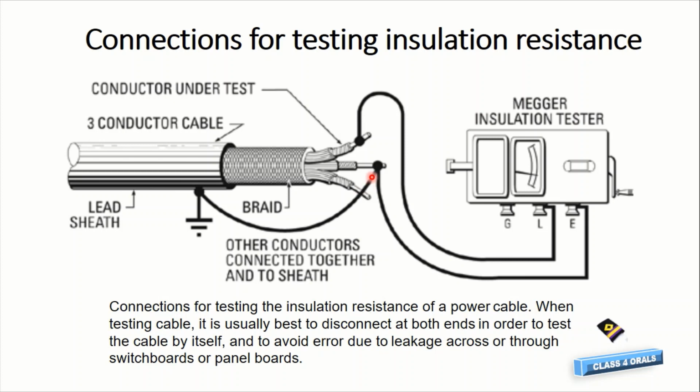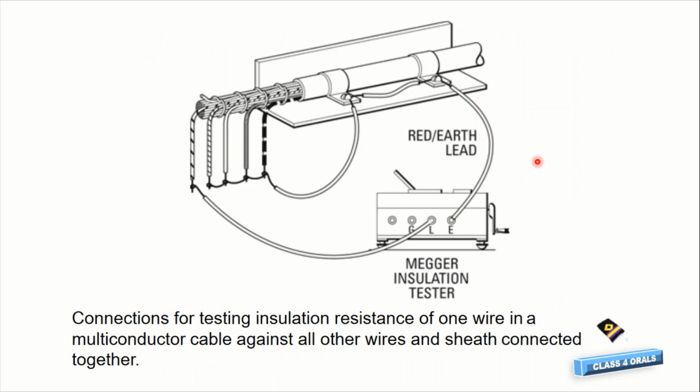The other conductors which we are not going to test, we will connect to earth, because of the leakage, to the ground. Thereafter we crank it, or there may be an internal DC generator. Then we see the insulation resistance value over here. This is how we make the connections for testing the IR value.